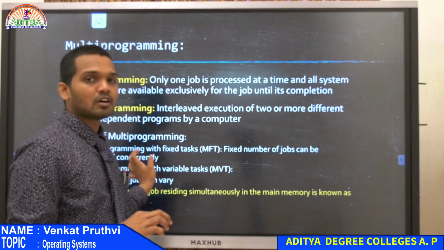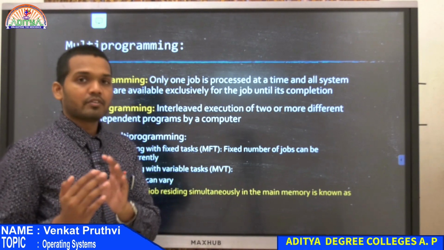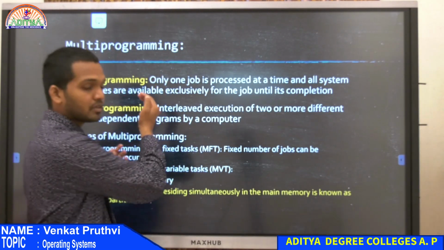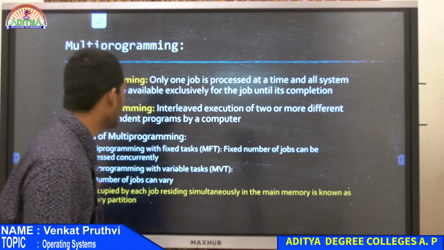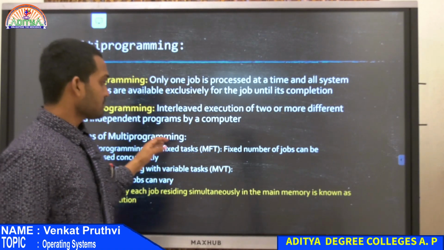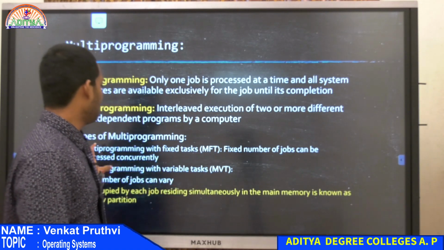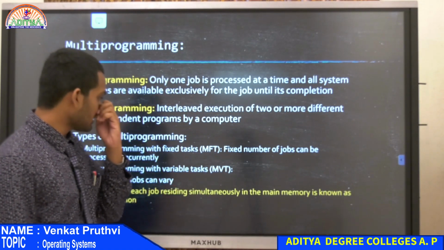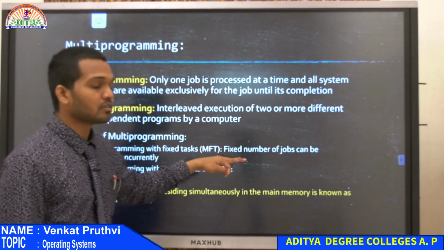Just remember this concurrency concept. We will discuss that concurrency concept in the next slide, where we will be discussing multiprocessing. Okay. So a fixed number of jobs can be processed concurrently. That is what programming with fixed tasks means.